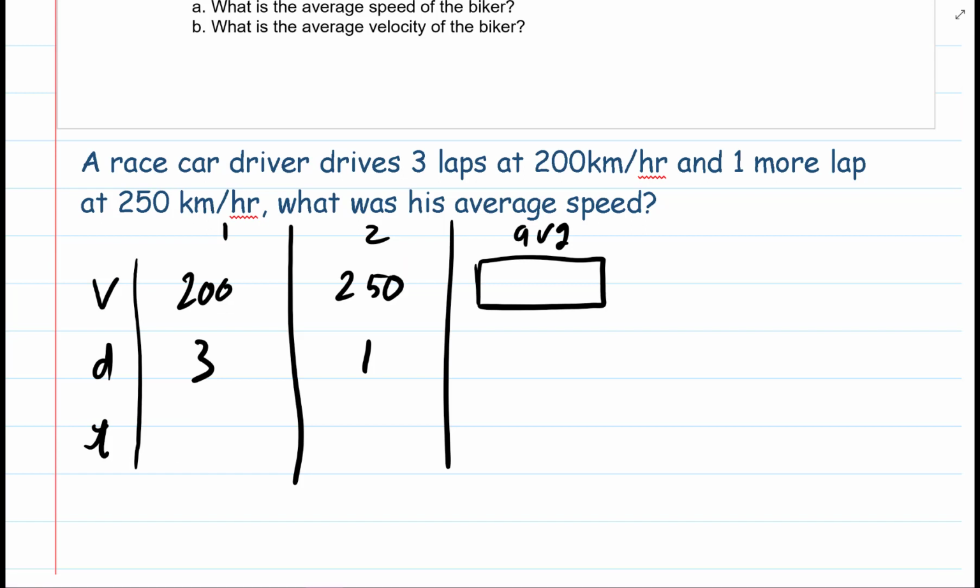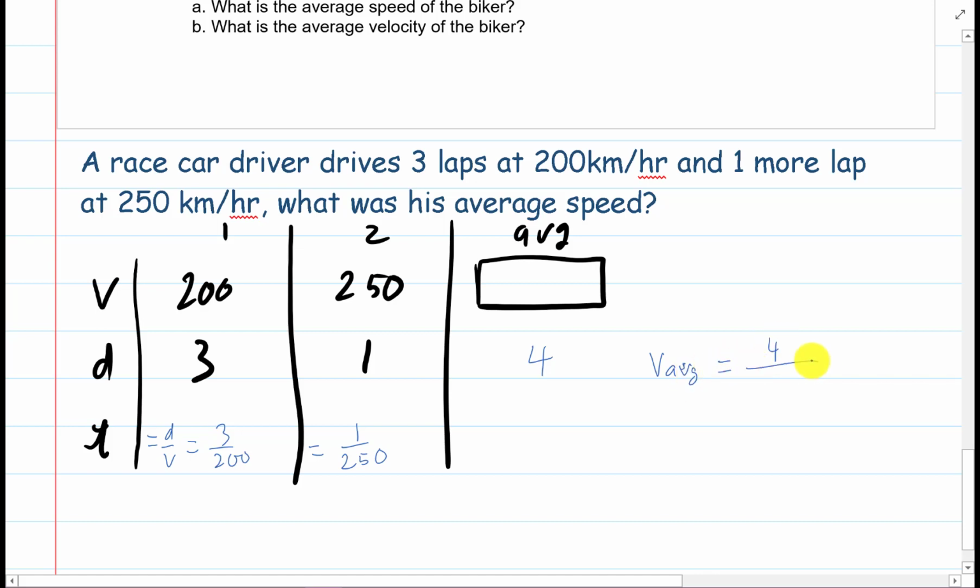So the time here is just going to be equal to distance over velocity. So that's going to be 3 over 200. And the time here is just going to be 1 over 250. So the total time will be just the addition of these two fractions. The total distance will be 4. So the average speed is just going to be the total distance 4 over whatever that fraction is equal to. And you got it. Okay?